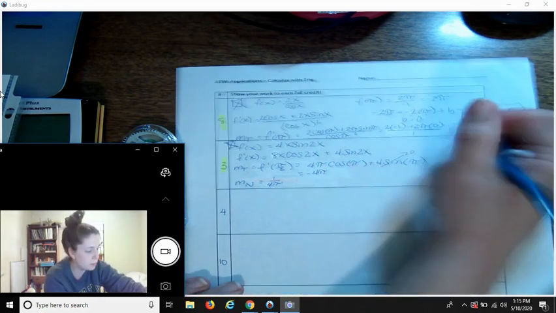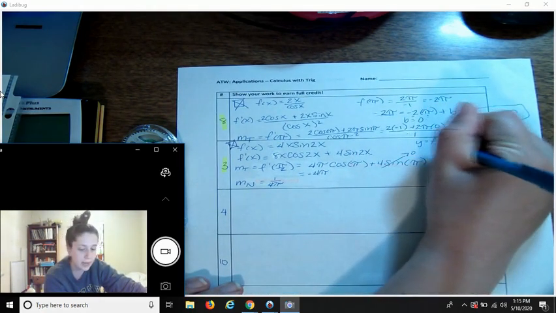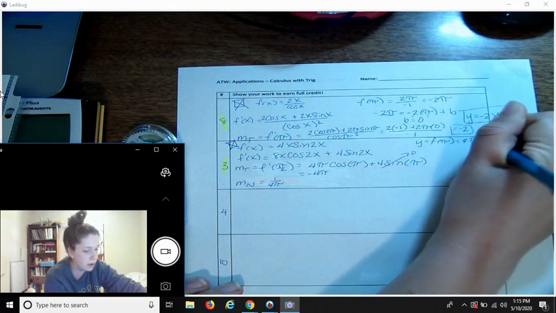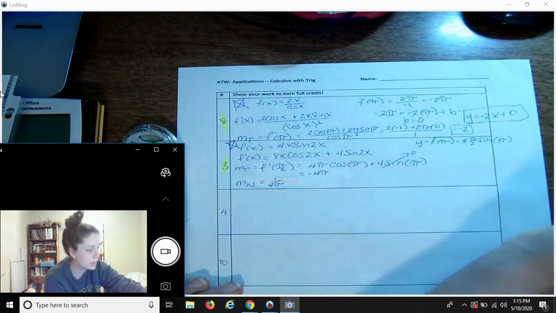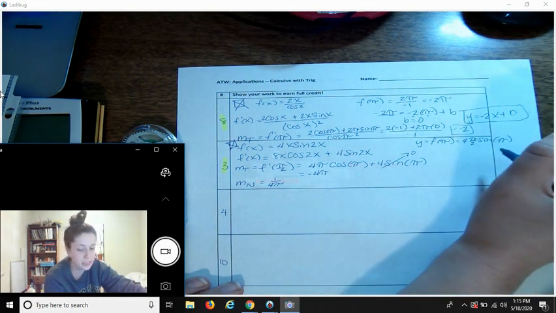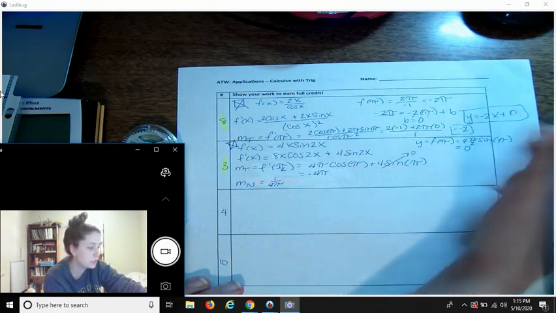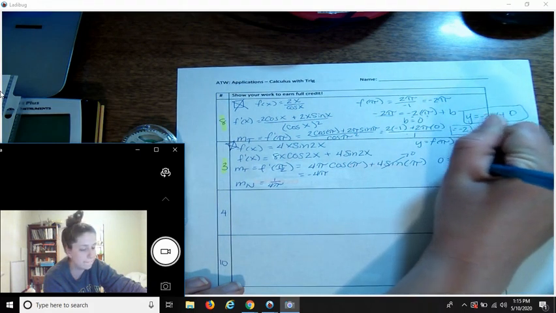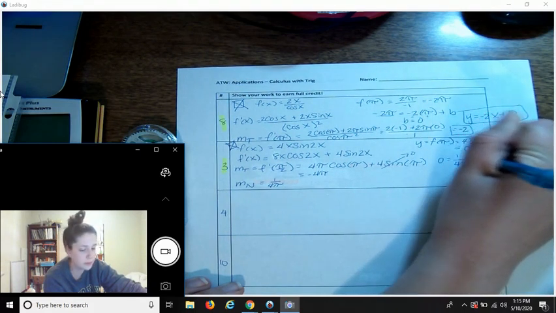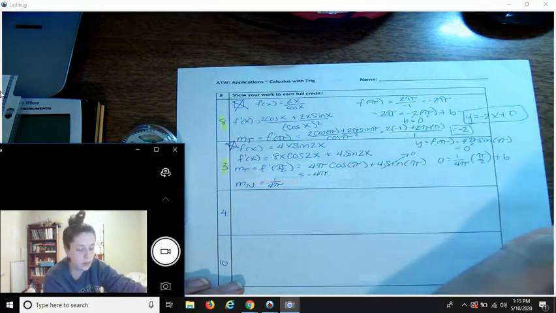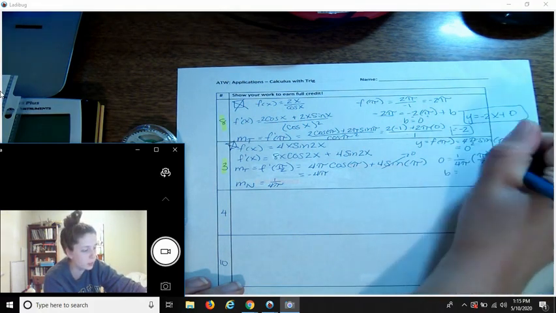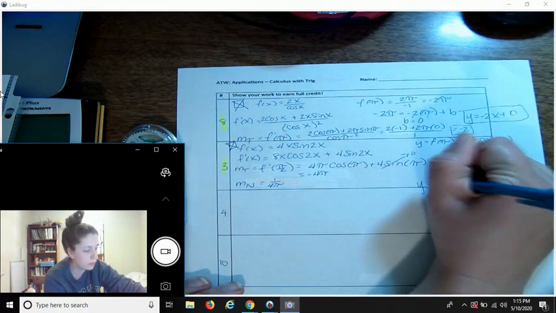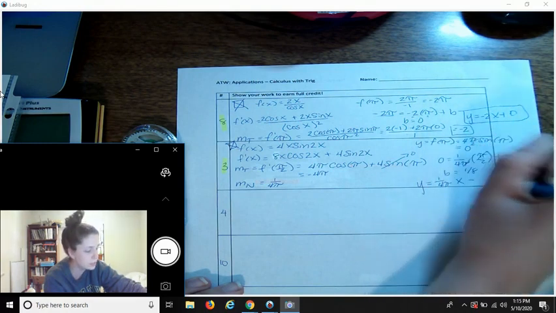Okay, now I have to find my y value. This is going to be f of pi over 2. So I should get 4 pi over 2 times sine of pi. And so this should give me 2 pi times 0. So this just gives me 0. So when I fill in my y equals mx plus b, I should get 0 equals 1 over 4 pi times pi over 2 plus b. So this means that my b is going to end up being -1/8. And my final answer is y equals 1 over 4 pi x minus 1/8.